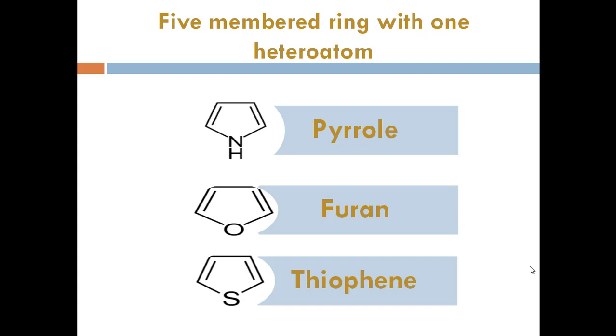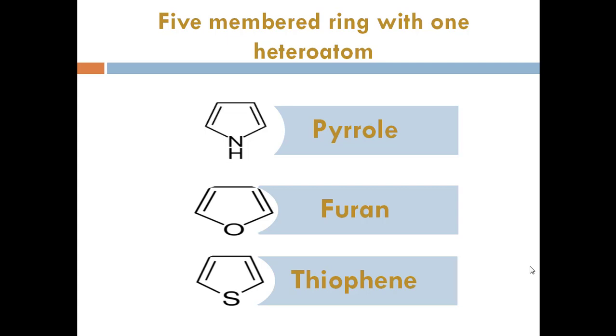Then see the structures of the different heterocyclic compounds given in your syllabus. First, see 5-membered rings with one heteroatom: pyrrole, furan and thiophene, right? So first, pyrrole: a 5-member ring where the heteroatom is nitrogen, so a 5-member ring with 1 nitrogen atom is pyrrole, right? Furan is a 5-member ring with 1 oxygen atom. And the next one, a 5-membered ring with 1 sulfur atom, is thiophene.